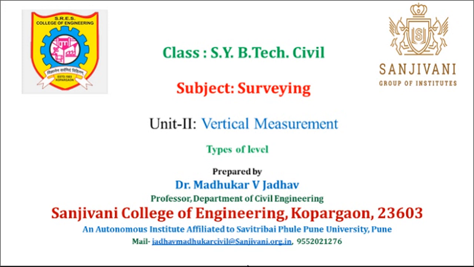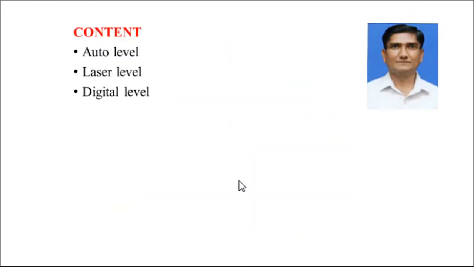In the previous lecture, we have studied the rise and fall method, then the comparison between the rise-fall method and the collimation plane method. Also, we have studied one numerical in detail for finding out the reduced level by the rise and fall method. In this lecture, we are going to study the different types of levels which are used in leveling.